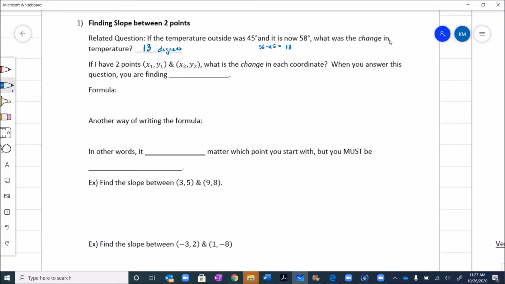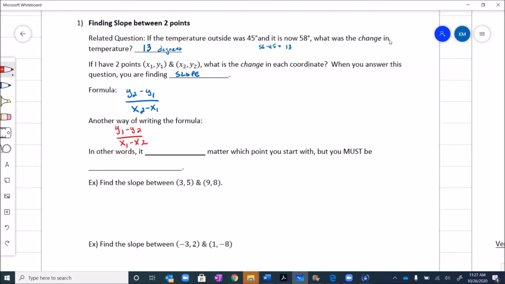Okay, now if we have 2 points, x1, y1, and x2, y2, what is the change in each coordinate? When you answer this, you are finding slope. And here's our formula for finding slope. We'd say the formula was y2 minus y1 over x2 minus x1. Another way you can write this is just saying y1 minus y2 over x1 minus x2.